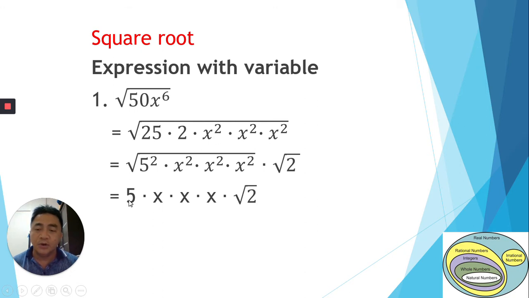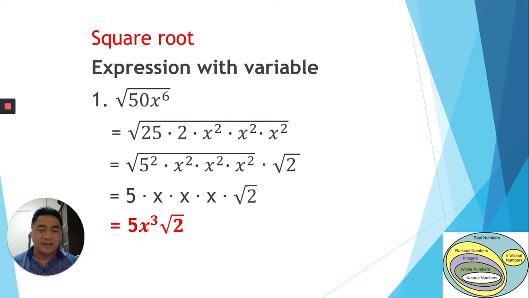So continuing, we multiply all of this and we come up with, since this is the same base, okay? So we can add the powers 1, 2, and 3, and we have x power 3, then times 5, 5x power 3, and with this one, square root of 2. So therefore, the square root of 50x power 6 is 5x power 3 square root of 2. Okay? Did you understand it?